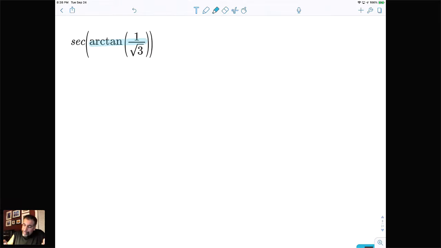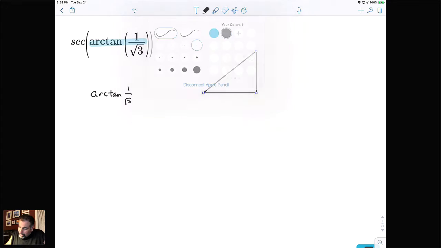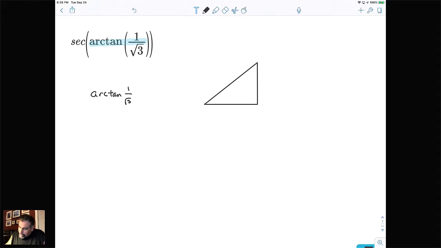Why do I want them thinking that? Well, it's for the following reason. We're going to focus just on the arctangent part of this for a moment. If we think about arctangent as being an angle, it's going to come from a triangle. So let's call this angle right here the arctangent. Let me label that as arctangent. And in this case, it's the arctangent of 1 over root 3.